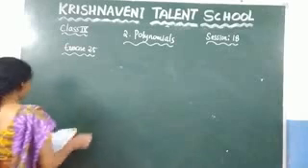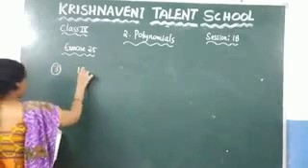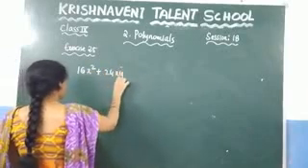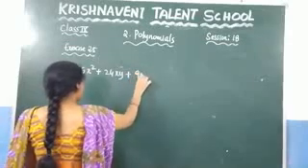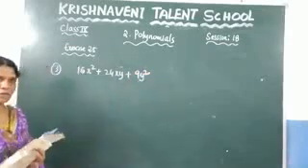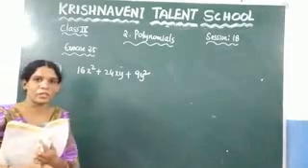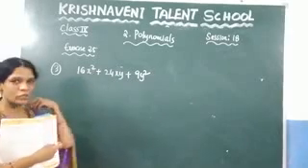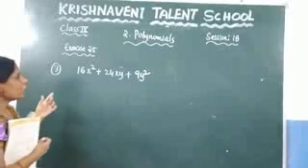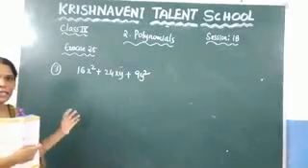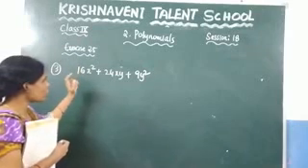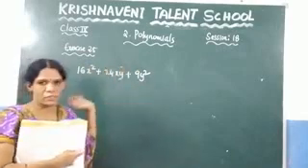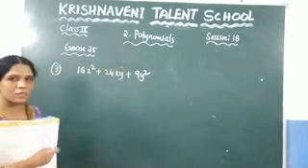So here the first one they have given is 16x squared plus 24xy plus 9y squared. This is the polynomial they have given. Now you need to factorize this polynomial. That means you need to check that you can express this one in the form of a square plus 2ab plus b square. So you can imagine that you can write this one in the form of that one.